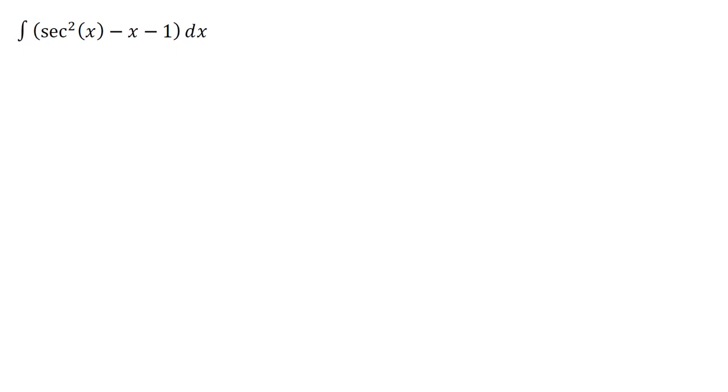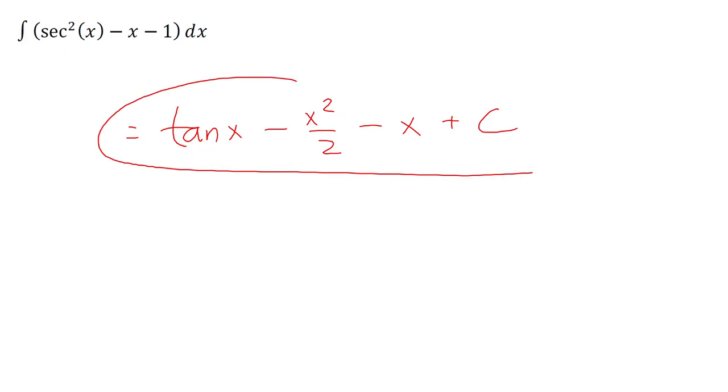All right, for our next one here, we should just recognize that the integral of secant squared is tangent. That's on our formula sheet, right? Because the derivative of tangent is secant squared. And then the integral of negative x should just be minus x squared over 2. And the derivative of minus 1 should just be minus x. And of course, don't forget your constant.